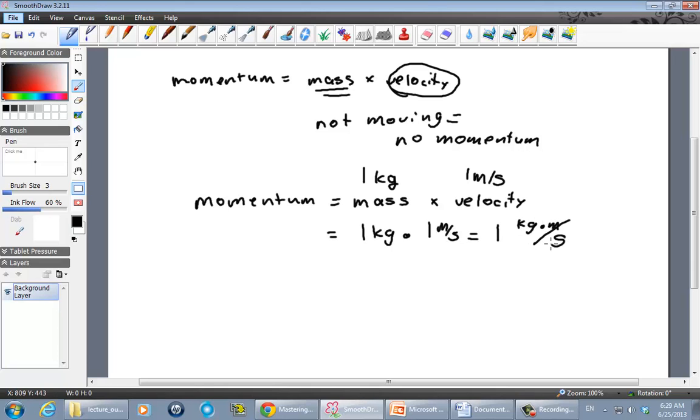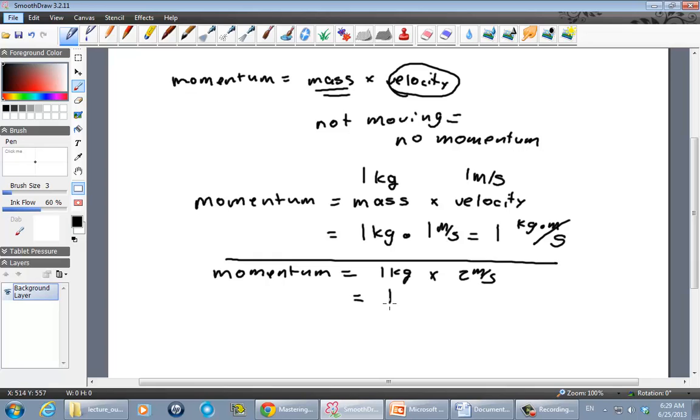Okay, now let's say our velocity doubles. Then our momentum would be 1 kilogram times 2 meters per second, which is 2 kilogram meters per second. So when the velocity doubled, what happened to the momentum? It also doubled. So you can just think about it that we're saying mass times velocity, so if we multiply this by 2, we're multiplying the whole thing by 2.